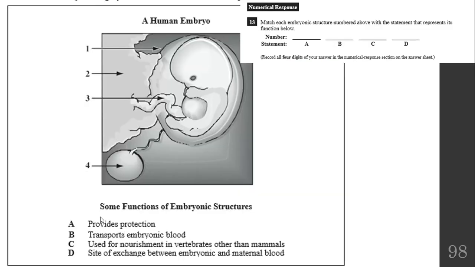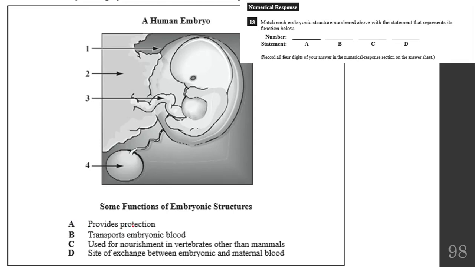Now this question asks about the extra embryonic structures, all right? So here we have a number of different structures. We have number 1, which is the amniotic sac, okay? We have number 2, this is the placenta. We have number 3, this is the umbilical cord, and we have number 4, this is the yolk sac. So what it's asking you here is it's telling you some functions of these structures, and it's asking you to place the number according to the function.